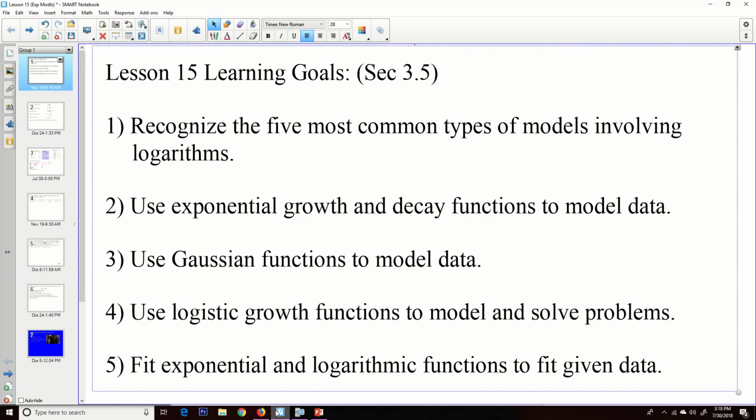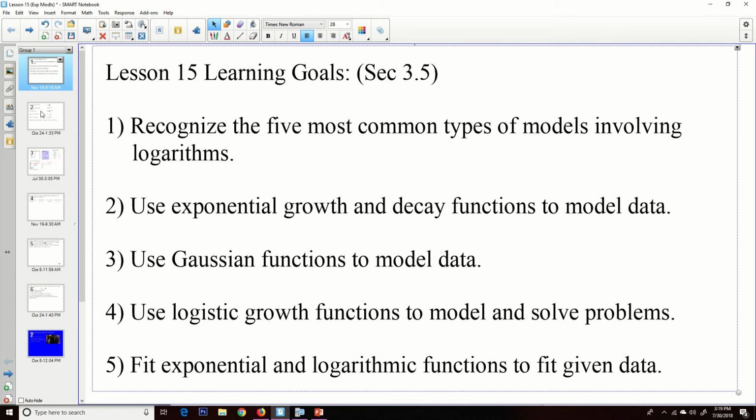So today we've got a couple things that we'd like to do. We're going to recognize the 5 most common types of models involving logarithms. We're going to use exponential growth and decay functions to model the data. We're going to use Gaussian functions to model data. We're going to use logistic growth functions to solve problems. And then we're going to fit exponential and logarithmic data to given values.